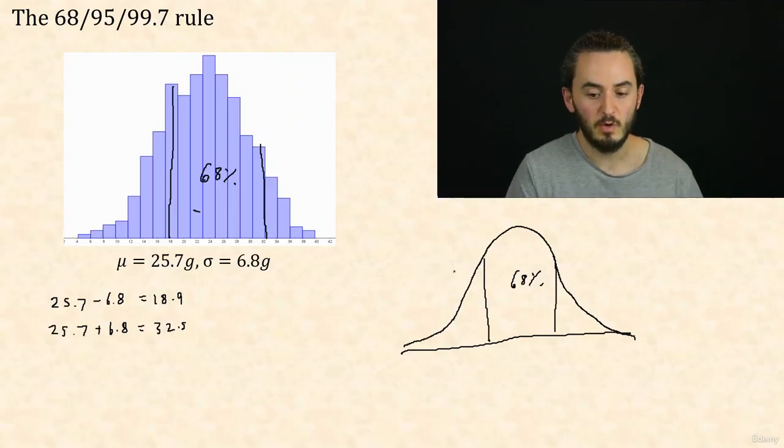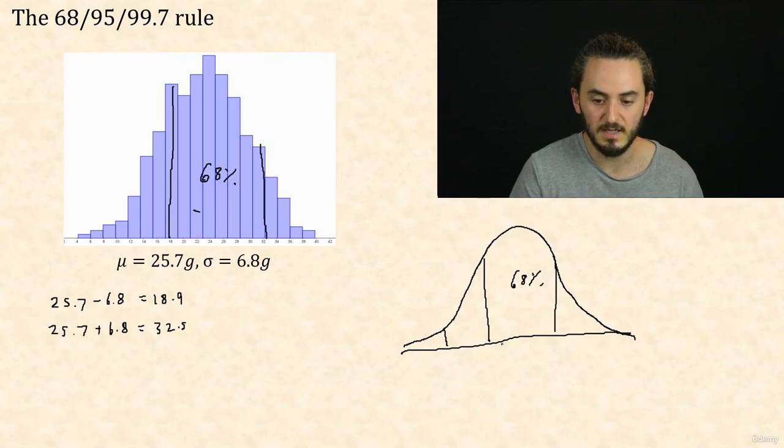I also asked them what percentage is within two standard deviations. So that's maybe pushing it out from here to here and working out all of that. And what do you think it is? Yes, it's 95% of the data is within two standard deviations.